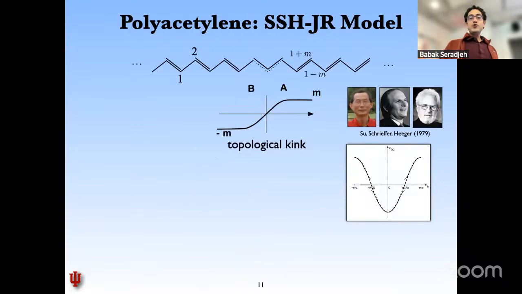So this was the story of polyacetylene, which was a discovery in the late 70s in two different ways. First, Su, Schrieffer, and Heeger formulated a model of polyacetylene, which is exactly this one-dimensional chain with the modulation. If I now label my hopping, relative to the background hopping, as 1 plus m and 1 minus m for the strong and the weak bonds, then when m is positive, I'm in this structure on the right of the chain.